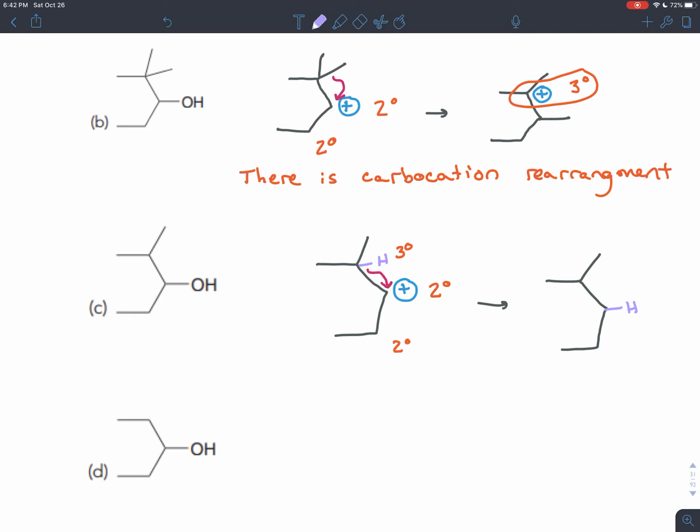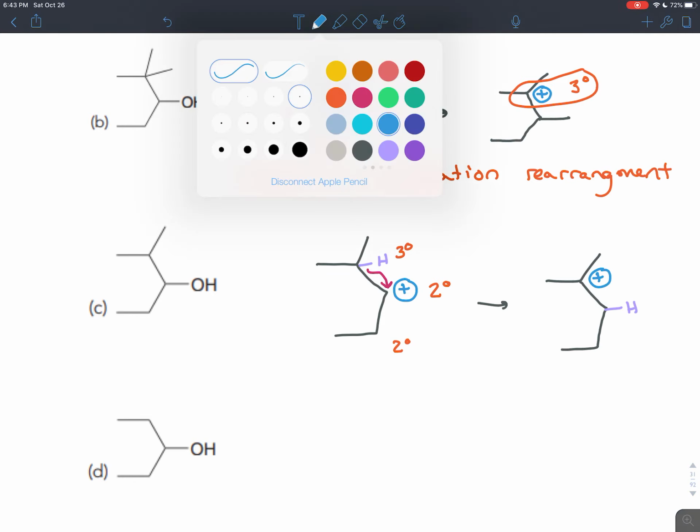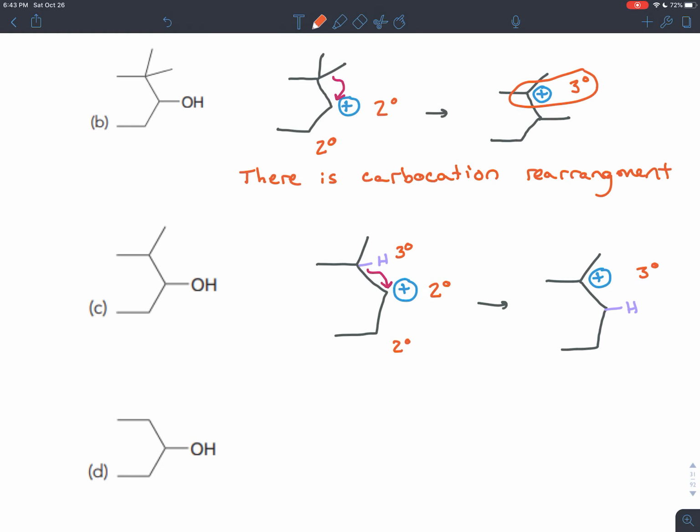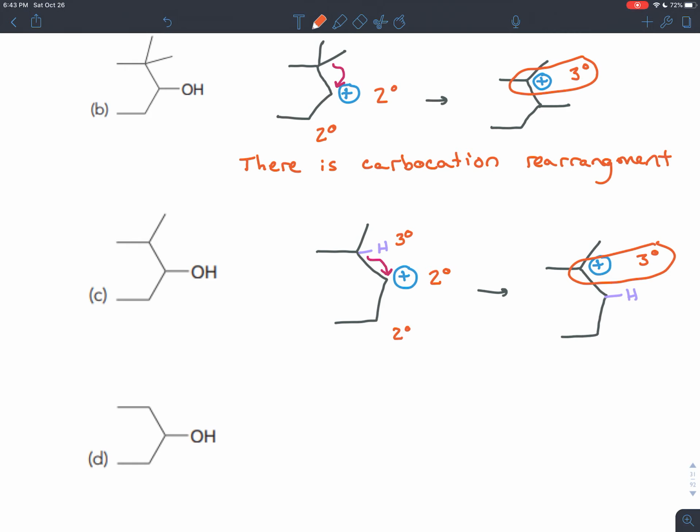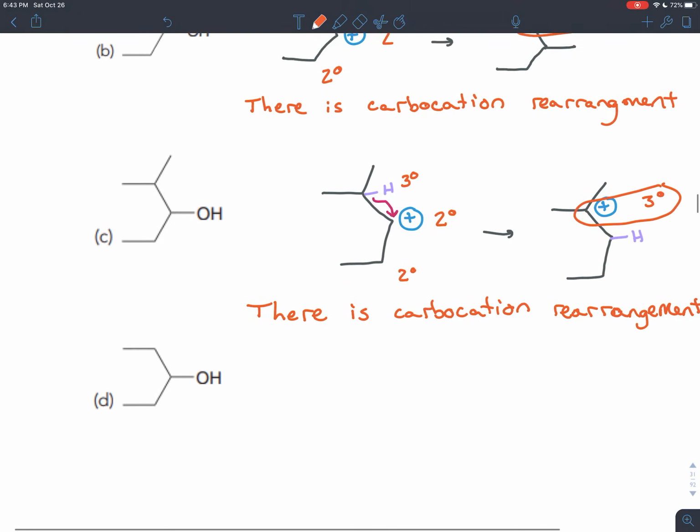And now, with this hydrogen over here, the carbon that's missing electrons is this top one, and we have our tertiary carbocation. So because there is a more stable position for the carbocation to be on nearby, there is carbocation rearrangement in this exercise, if you try to do an E1 reaction with this molecule.